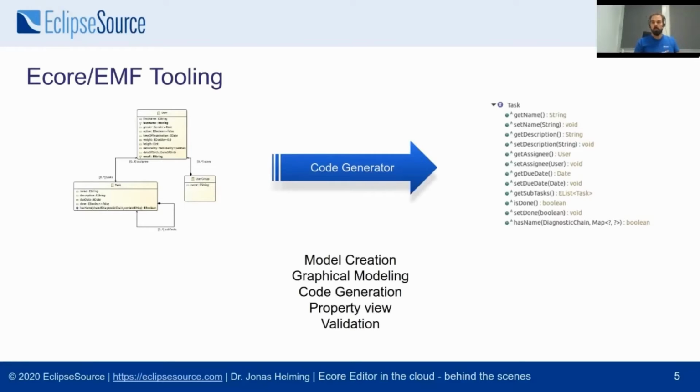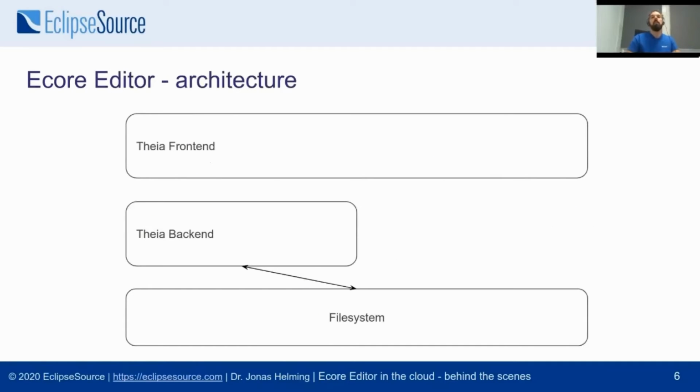We want to graphically modify and extend it. We want to generate code. We support a property view for enhanced properties of the entities, and we support the validation to find errors and mistakes in our model before generating the code.